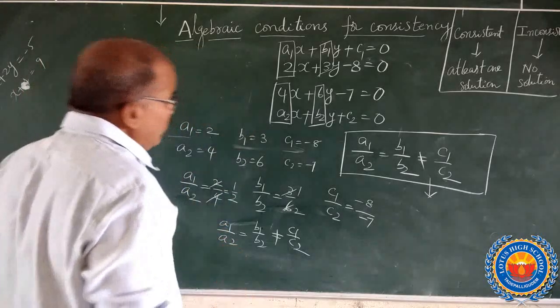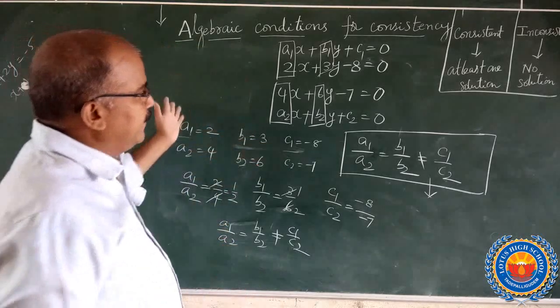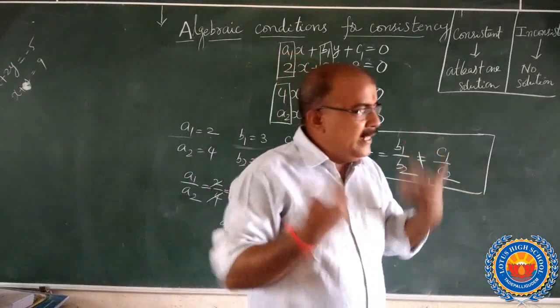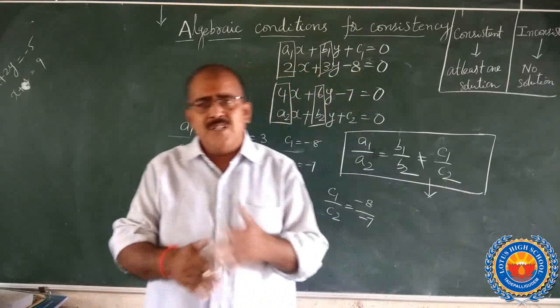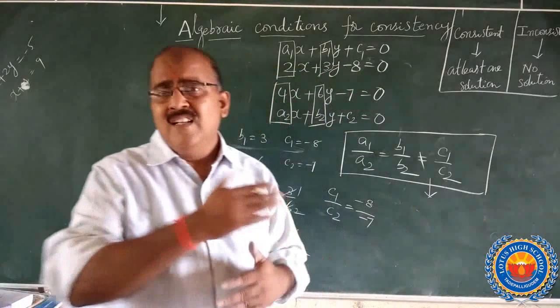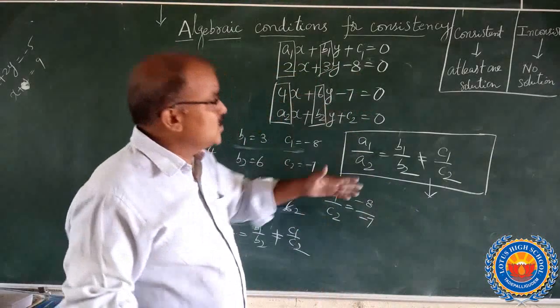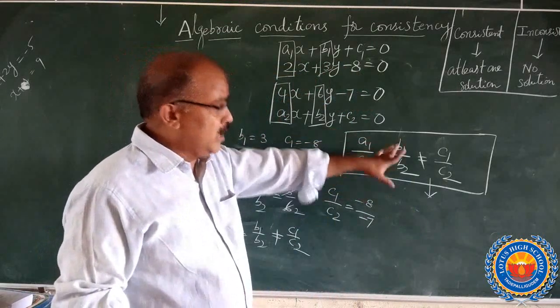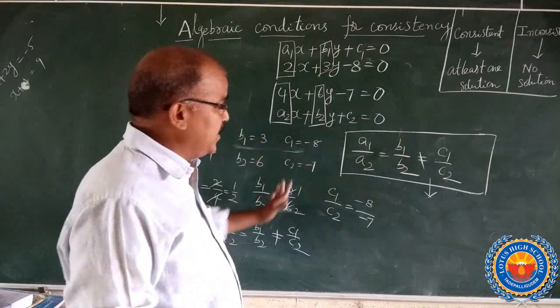That's why, with the previous equations and these equations, we did the elimination method. Even then we got 0 is equal to 9, or something like that, a condition which is not true. That's what I checked here: A1 by A2 is equal to B1 by B2 is not equal to C1 by C2. I got a special condition.